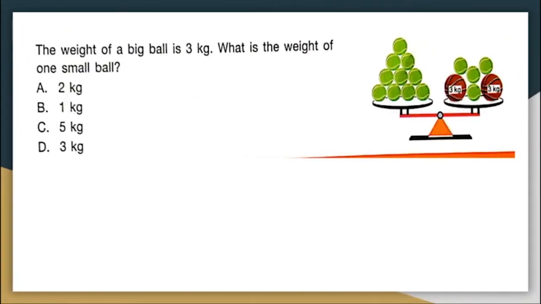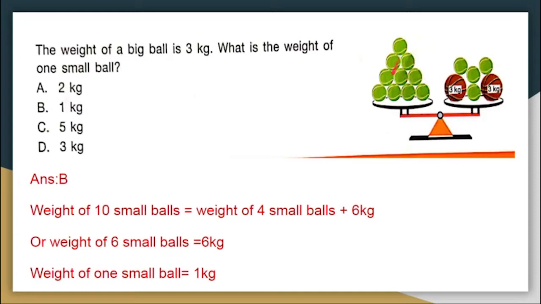Next one. The weight of a big ball is 3 kg. What is the weight of one small ball? So, if you see on the left hand side of the balance, how many small balls are there? 1, 2, 3, 4, 5, 6, 7, 8, 9, 10. I have 10 small balls. And on the right hand side, I have 1, 2, 3, 4 small balls and 2 big balls. Okay. So, I can say that the weight of 10 small balls is equal to the weight of 4 small balls plus the 6 kg. Correct? 3 plus 3 is 6. So the weight of the 2 big balls put together is 6 kg.